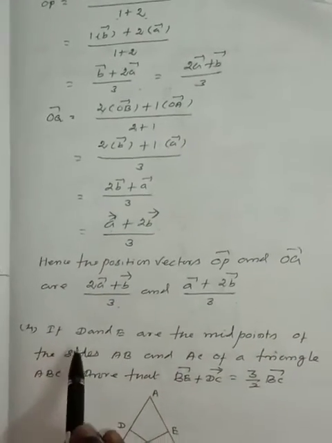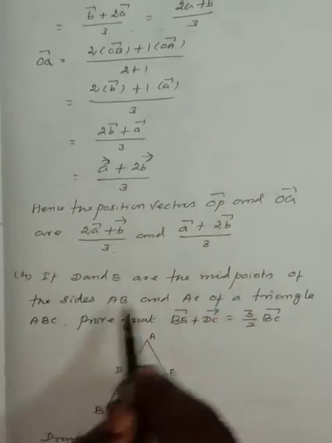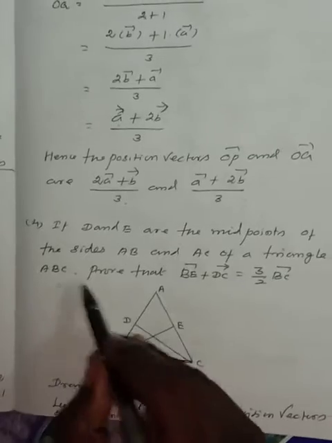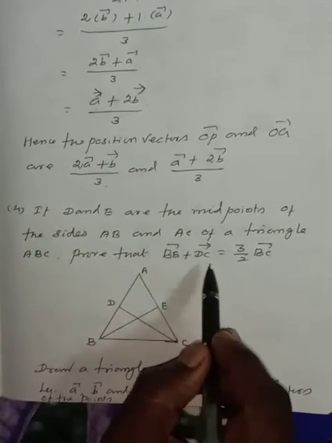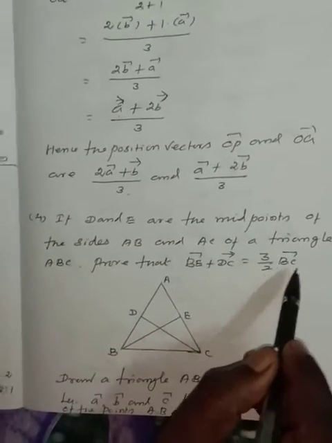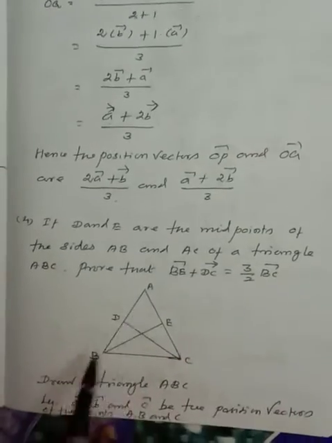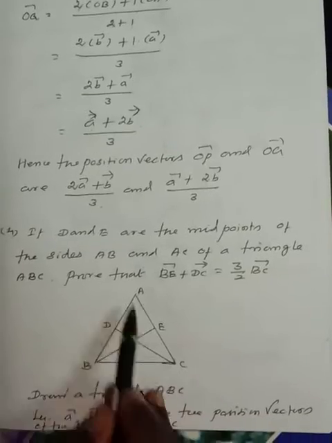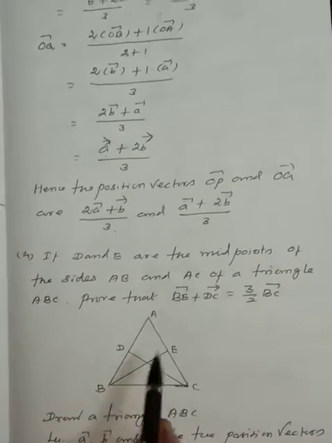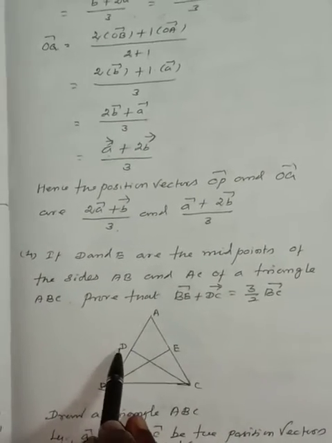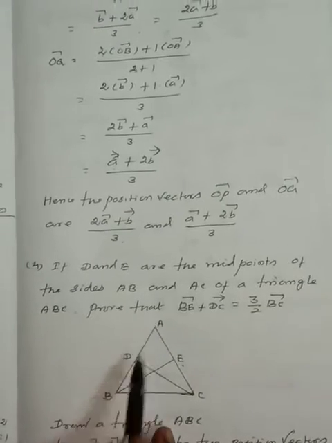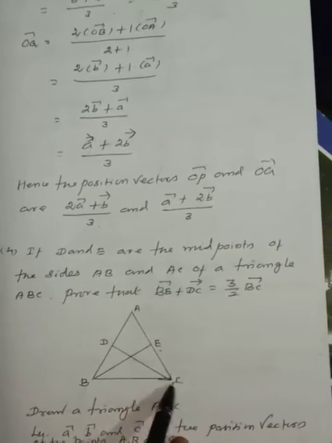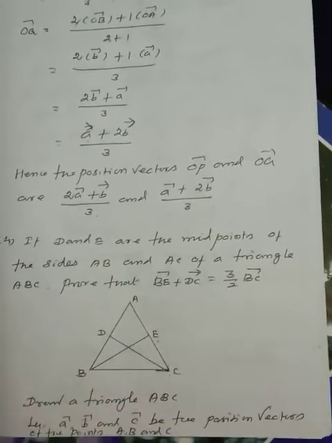Question number 4. If D and E are the midpoints of the sides AB and AC of a triangle ABC, prove that BE vector plus DC vector is equal to 3/2 of BC vector. Draw a triangle ABC. A, B, C are the vertices of the triangle. Now, take two points D and E, the midpoints of the sides AB and AC respectively. Join CD and BC.